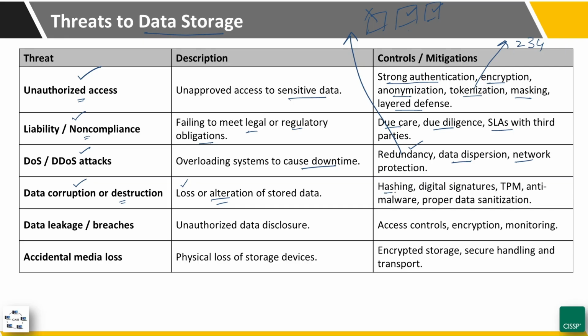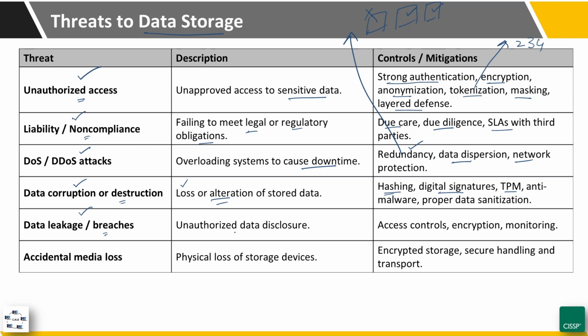So hashing, as we already studied, is used to preserve the integrity of data. Similarly, digital signatures are also used to preserve the authenticity and integrity of data. TPM, anti-malware, and proper data sanitization, these all are used for proper destruction as well as for data integrity. Next is data leakage or data breaches.